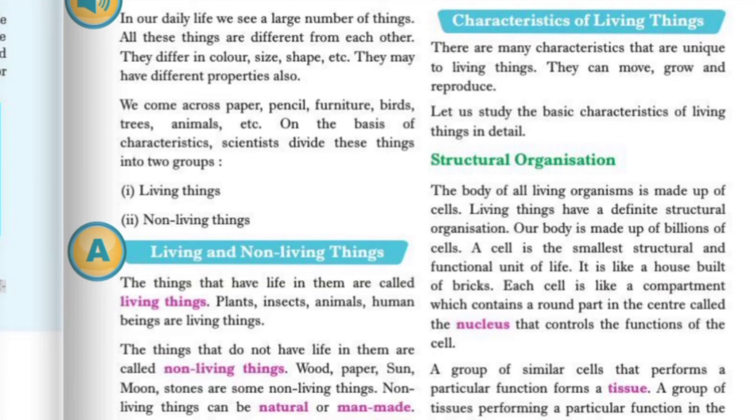Before studying the characteristics, let me explain the basic structural organization of the living beings. How are they organized? The body of all living organisms is made up of cells. The basic structural and functional unit of any body is the cell. I have already discussed all these things. The smallest unit in your body is the cell.